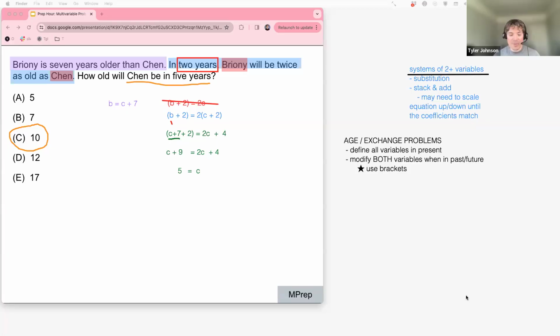So for age problems, make sure you're defining everything simply. When you're in the present, just use the single variable B, single variable C. It's when you shift into the past or the future that you want to toss parentheses and shift things to match the new information. Let me show you all one more of these age style problems. See if you can figure this one out.